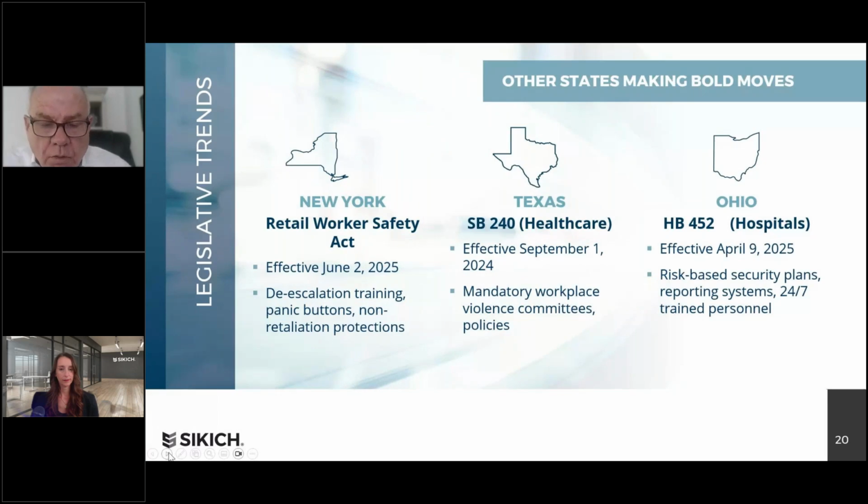And just one of the many examples, these are just a couple of examples showing that growing focus on industry-specific protections, whether it be retail, healthcare, the Retail Worker Safety Act in New York. With grocery retailers coming out of the pandemic, they've noticed a 63% increase in attacks, workplace attacks on grocers. And so they realize this is getting out of hand. We need to have this de-escalation training, put panic alarms, non-retaliation. We need to protect those folks.